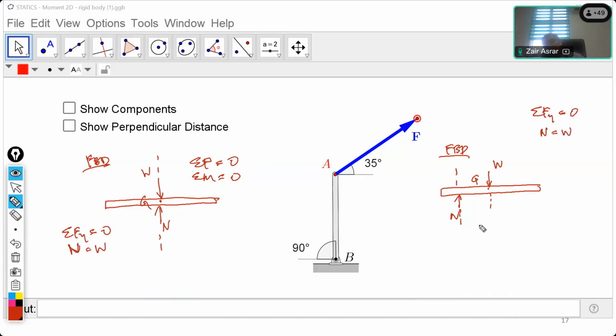But if we look at the summation of moment, and if I take moment to be positive, in order for this rigid body to be in equilibrium, not moving at all, the summation of moment should be equal to 0. Now the next question is, at which point?